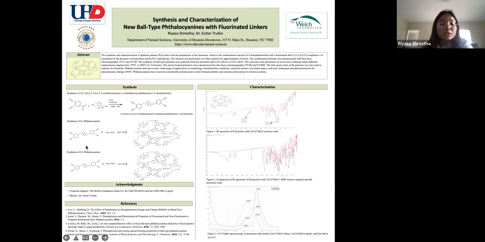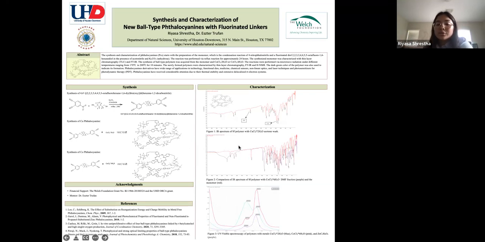And the second reaction was using the monomer and the copper chloride metal in a microwave reactor to make the ball-type phthalocyanine. And the third reaction was using the monomer and cobalt chloride in the microwave reactor to make the ball-type phthalocyanine. As you can see, the general structure of these are very similar. It's just the metal that resides in between these complexes that is different. And in order to characterize these, I used IR spectrum and UV visible spectroscopy.